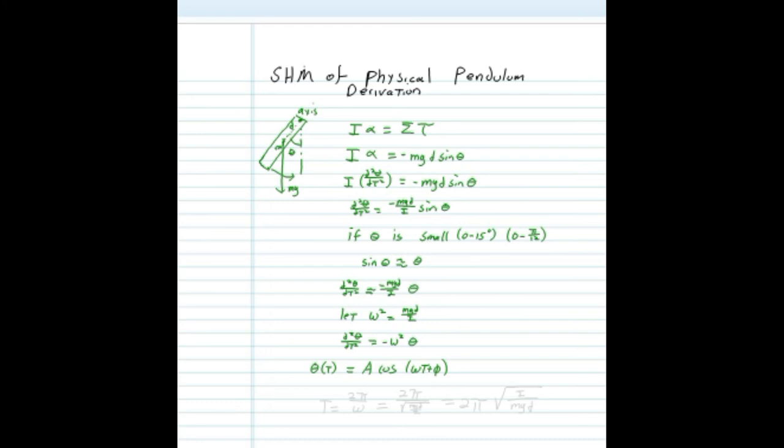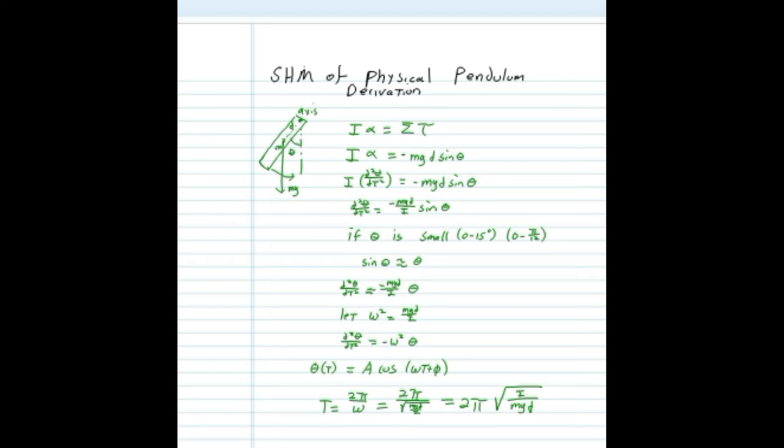Also, since the omega squared is mgd over I, we could say the period of anything moving in simple harmonic motion is 2 pi over omega. So that's going to give us 2 pi over the square root of mgd over I. And we can rewrite that as 2 pi times the square root of I over mgd. Now if you look at that, it kind of makes sense. The higher the inertia, the longer the period is going to be, which would make sense. It's going to be harder to swing back and forth about an axis if it has a higher inertia.